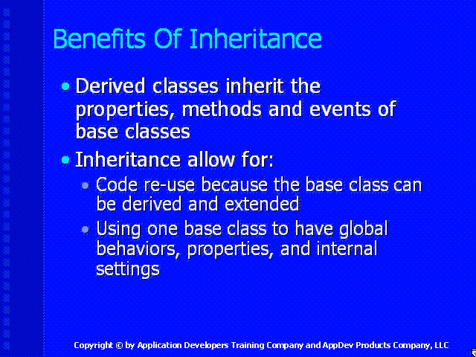The benefits of inheritance are that our derived classes will inherit the data, the properties, methods, and the events of these base classes, which means we can reuse code. We don't have to rewrite it every time. The base class can also be extended. So if the base class doesn't have a method that we want, we can just add one in. This is really nice because what we can do then is have global behaviors, global properties, as well as some private internal settings inside the base class that will then be shared throughout all of the classes that inherit it.